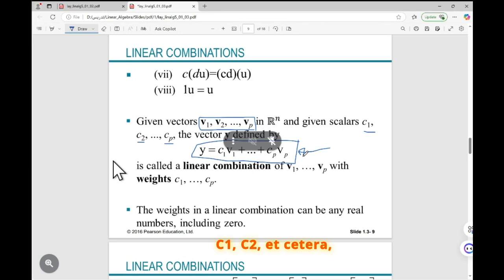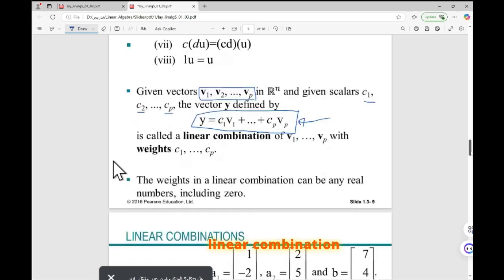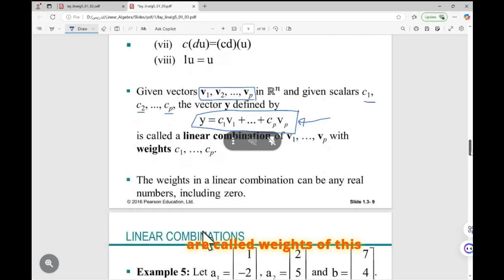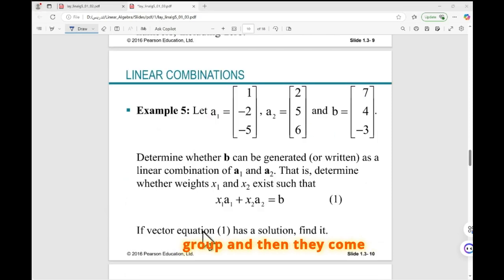C1, C2, up to Cp are called weights of this linear combination. Let me add your friend. Some students leave the group and then they come back.